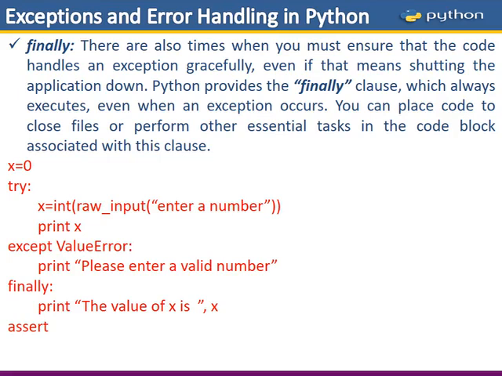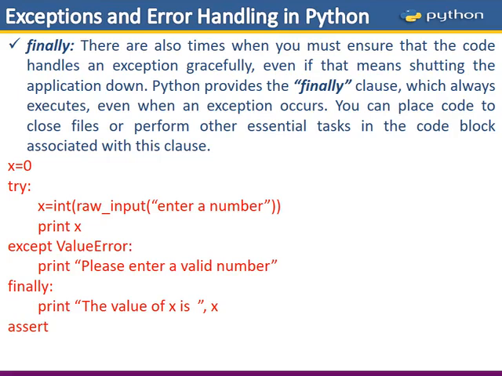So let's see the same code example for finally. s equal to 0, try: s equal to int, raw input, enter a number, print s. except ValueError: please enter a valid number. Finally, print the value of s is s. And assert here tests if a condition is true during execution.